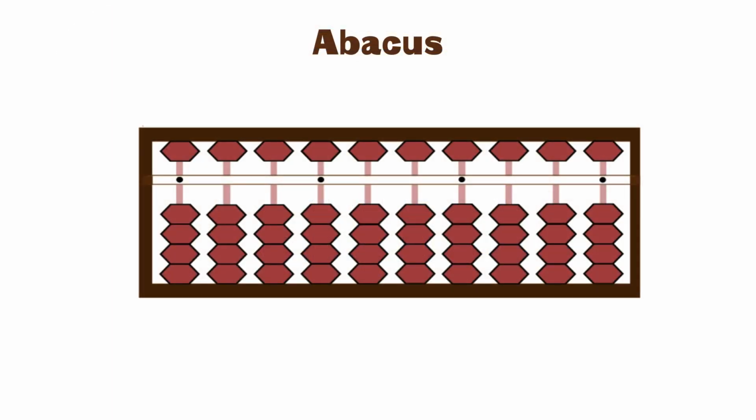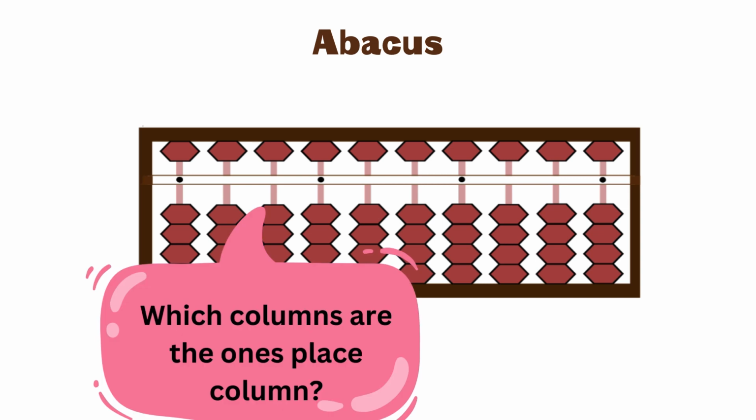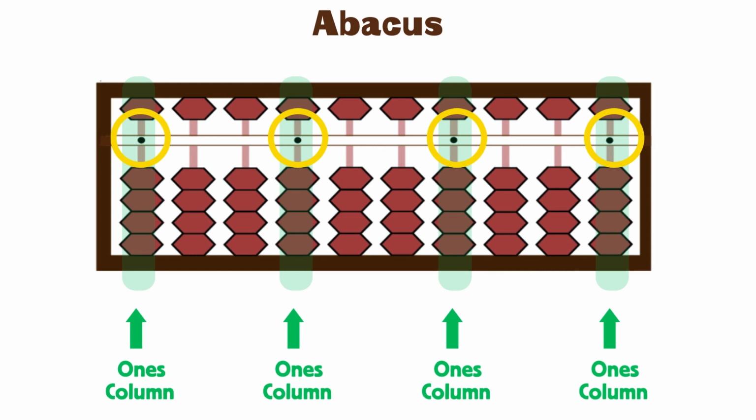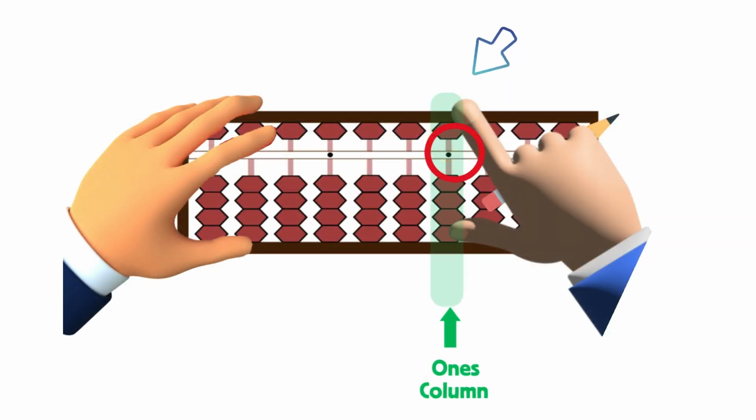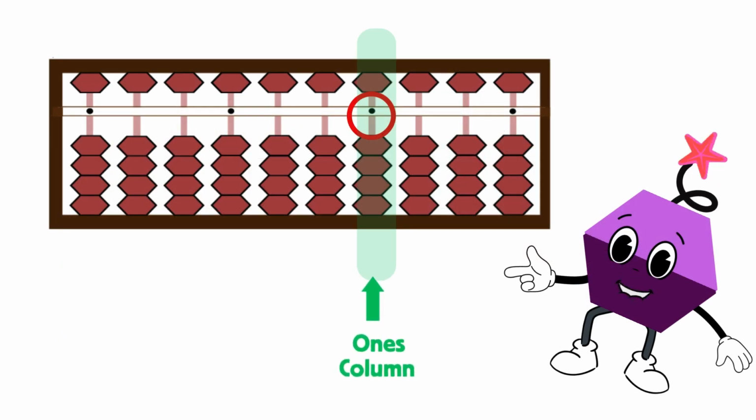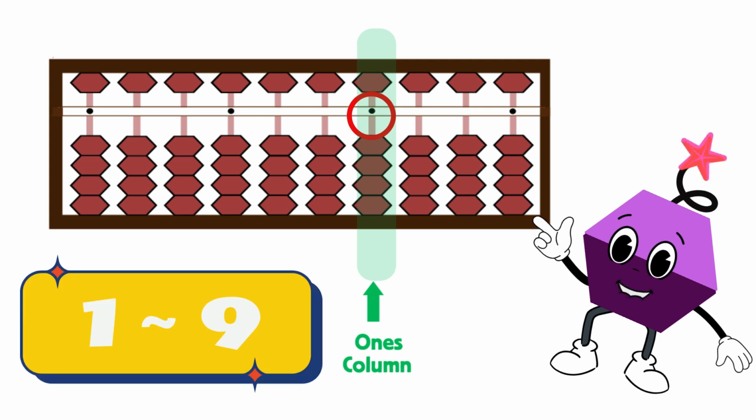Now that your abacus is cleared, let's zoom in on the ones place column. Remember those columns with the black dot? That's right. Now, let's pick one close to the center. Can you point to the ones place column you've chosen? I've chosen this ones place column as my regular ones column. This means that this column can hold the one-digit numbers, such as 1 to 9.